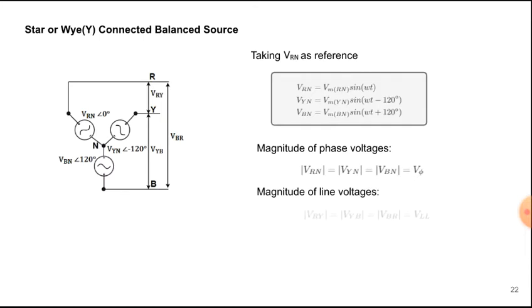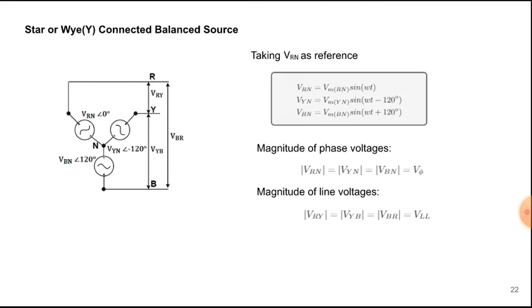Then we can also let the magnitude of the line voltages be equal to VLL or so. Later on, I will just use VL if I'm lazy. So you should know that when you see V phi, that means the magnitude of the phase voltage. When we see VL or VLL, then that is the magnitude of the line voltage.